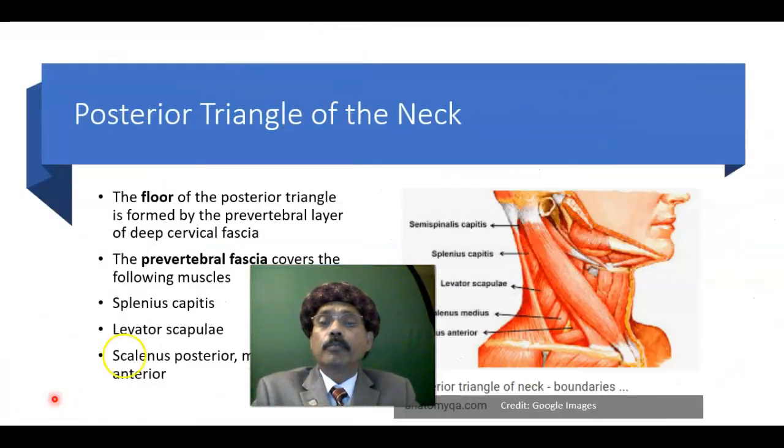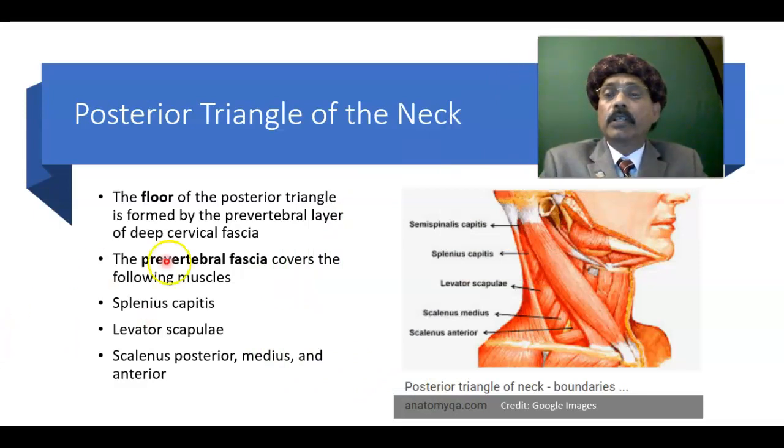Okay, so the posterior triangle of the neck, we are coming here. If you look at that, the floor of the posterior triangle is formed by the prevertebral layer of the cervical fascia that covers these muscles. What muscles form the floor of the posterior triangle? It is formed by the splenius capitis, levator scapulae, scalenus posterior, scalenus medius, and also scalenus anterior.